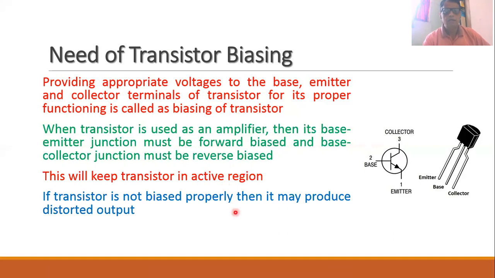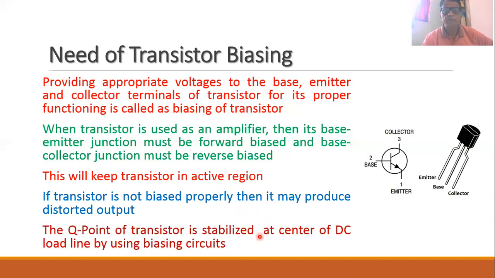If the transistor is not biased properly, then the output of the transistor may not be perfectly sinusoidal when a sinusoidal input is applied. In that case, the output of the transistor may be a distorted output.